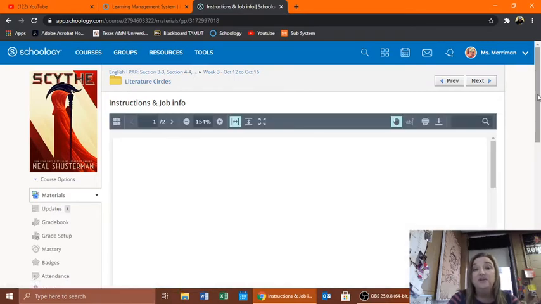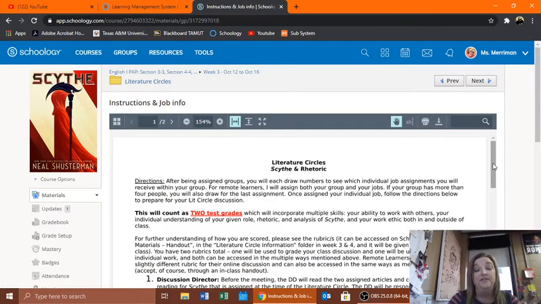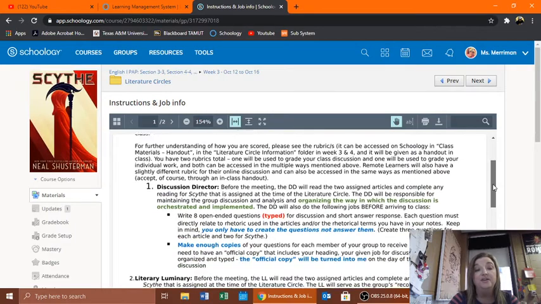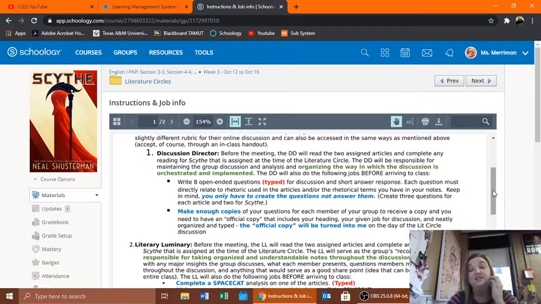I am not going to go through every single one of these, as I think that they're pretty well explained. It breaks down exactly what you need to do for each job. This in green is your overall idea for what you need to do during the discussion. And then in blue is your individual jobs. Now, of course, there's more to it than just what's written in blue. You need to read it all. If you have a question about your job, you need to message me about it immediately.